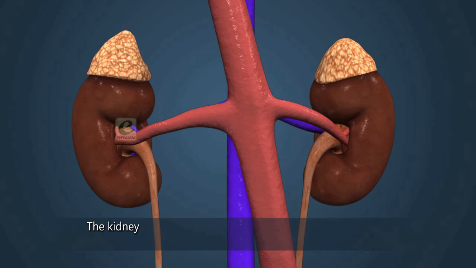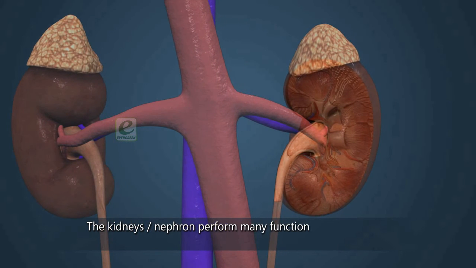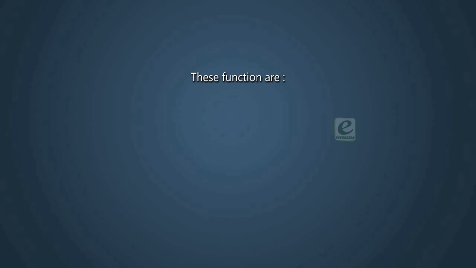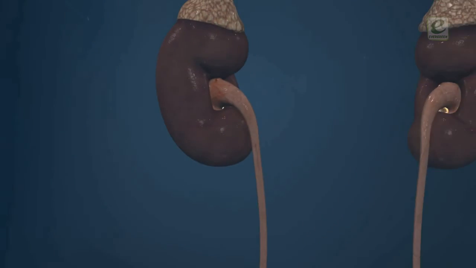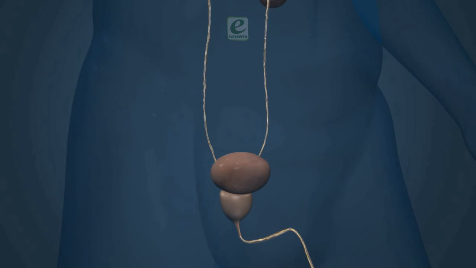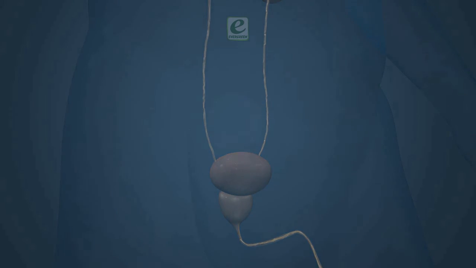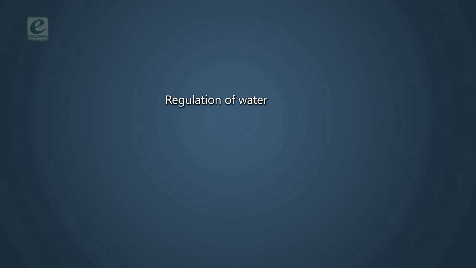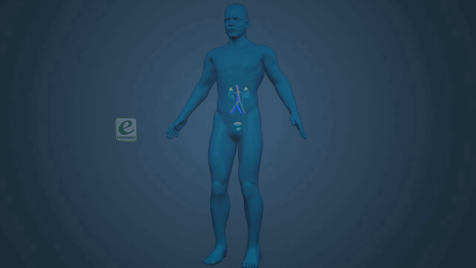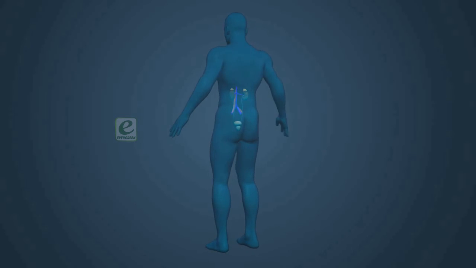The kidneys or nephrons perform many functions to maintain the internal environment constant, that is, homeostasis. These functions are excretion of nitrogenous waste products. The nitrogenous waste products, that is, urea, uric acid, are eliminated from the body in the form of urine by the kidneys or nephrons. Regulation of water balance. Kidneys or nephrons regulate the water balance in the body by regulating the amount of urine formation.